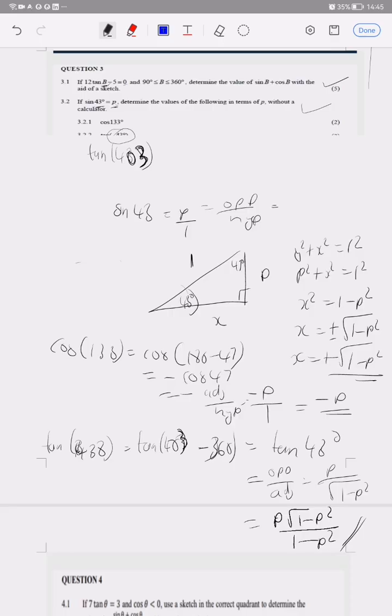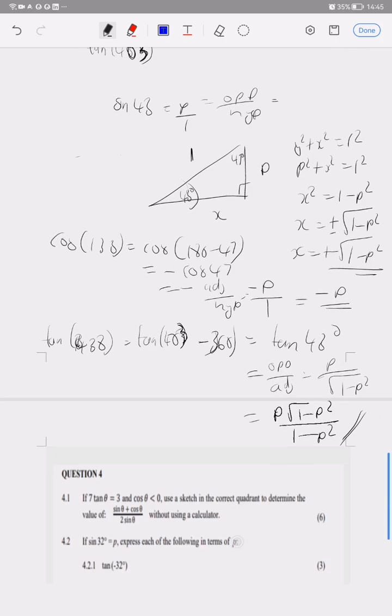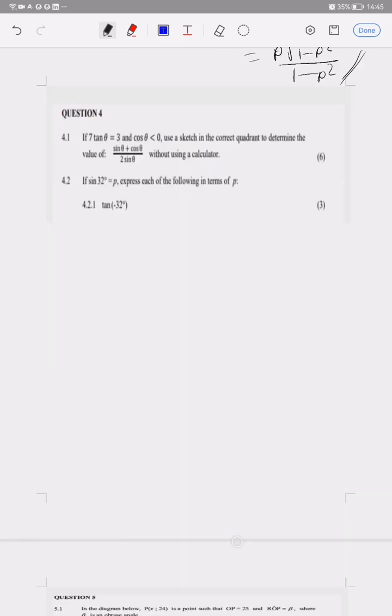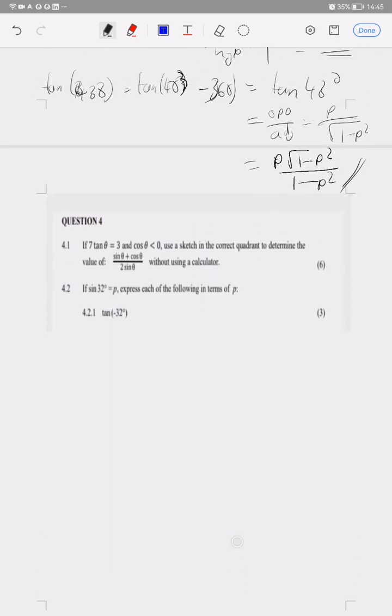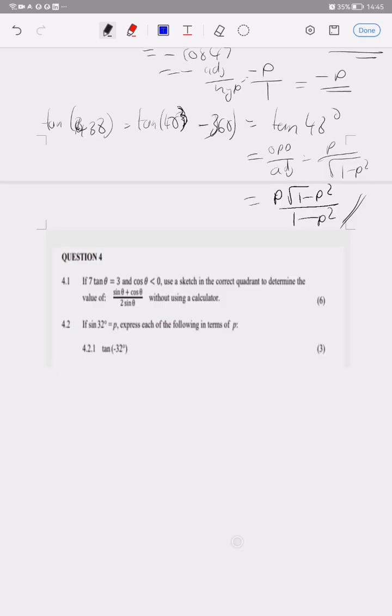So what was this one? 438. Let me see, 438 minus 360. Okay, then, but it doesn't make sense. It doesn't make sense at all. Right, but let's proceed. Oh, this one is the last question. Oh, it is not. So I'll just do this one, then the rest will be on you.